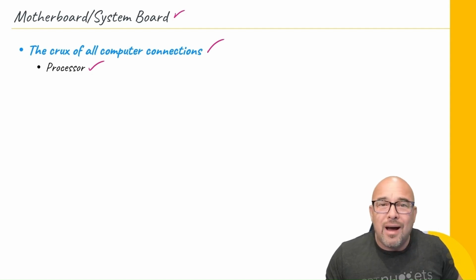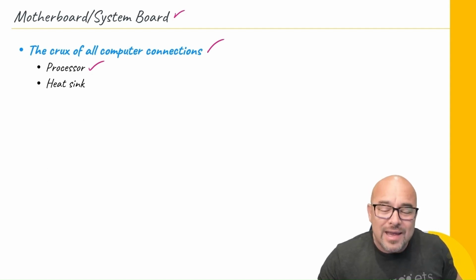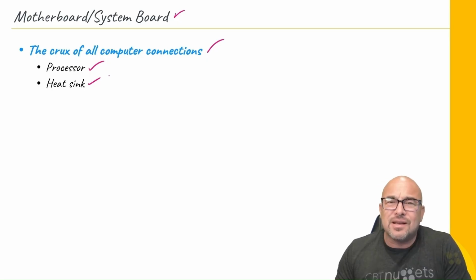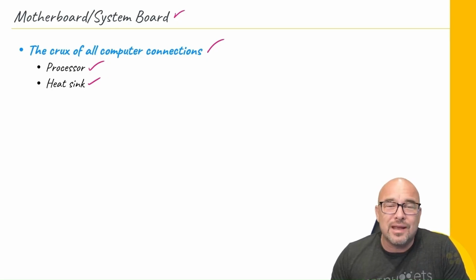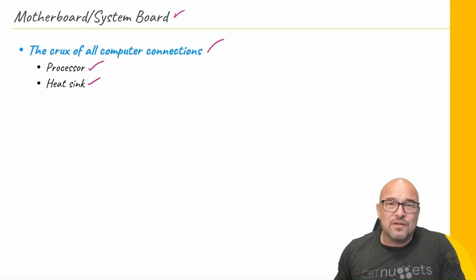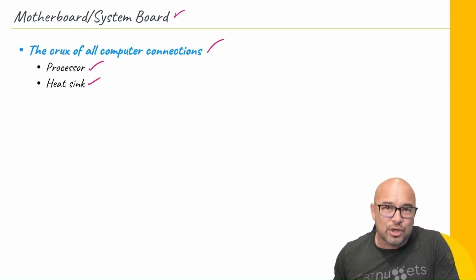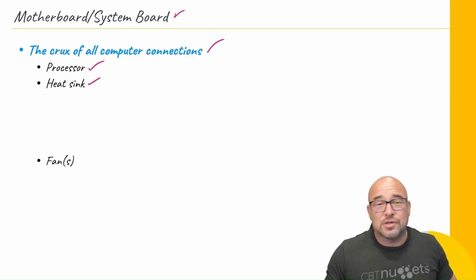Because it gets so hot, you have to put a heat sink on it. Now, the heat sink, the name is a little misleading. I think of a kitchen sink or something like that. That's not really what this is. This is a device you put on top of the processor to help keep it cool. I'll show you one of those coming up also.